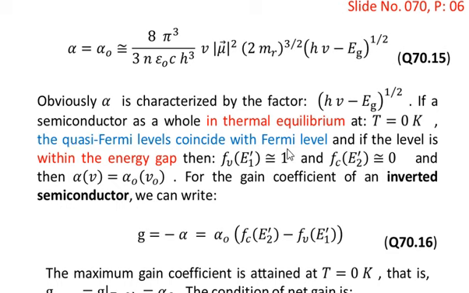So the quasi-Fermi levels coincide with the Fermi level, and if the level is within the energy gap, then Fv of E1 prime will be equal to 1 and Fc of E2 prime will be equal to 0. Because if these quasi-Fermi levels correspond to the Fermi level lying within the center of the energy gap, then all the levels below that one lying in the valence band will be completely occupied, and all the levels in the conduction band above the Fermi level will be empty. And then we can have alpha of nu equal to alpha naught of nu naught.